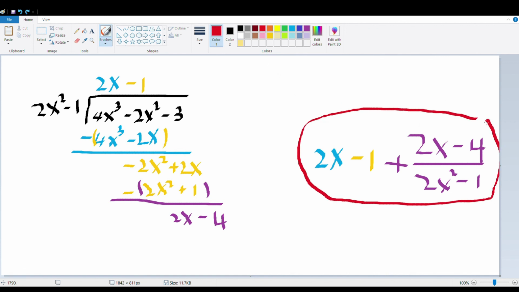And if you put this back into a reverse calculation, let's say multiplying it by 2x squared minus 1, you're actually going to get the very same result as here. Isn't that amazing? Well, that's truly wonderful. And here you go.